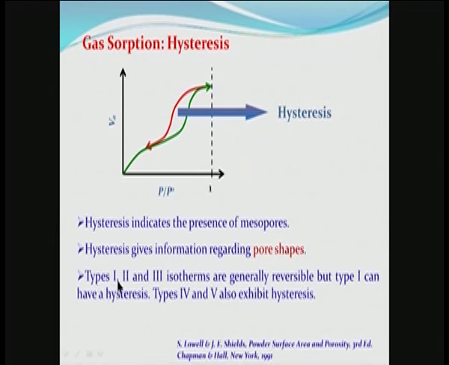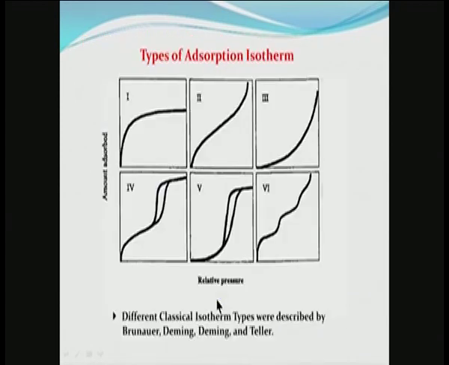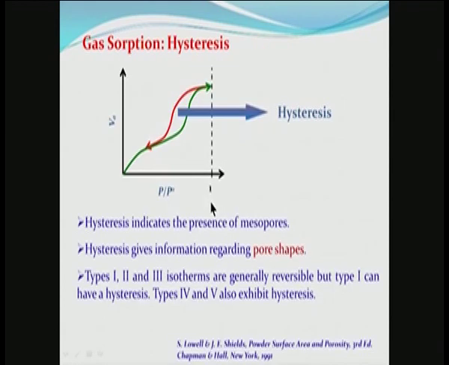Isotherms of type 1, 2 and 3 generally are reversible, but type 4 and type 5 exhibit hysteresis. Type 1 also can do that in some conditions, but typically type 4 and type 5 exhibit hysteresis. Once again, the details of the hysteresis, that is the shape of this hysteresis, gives us information regarding the shape of the pores present.